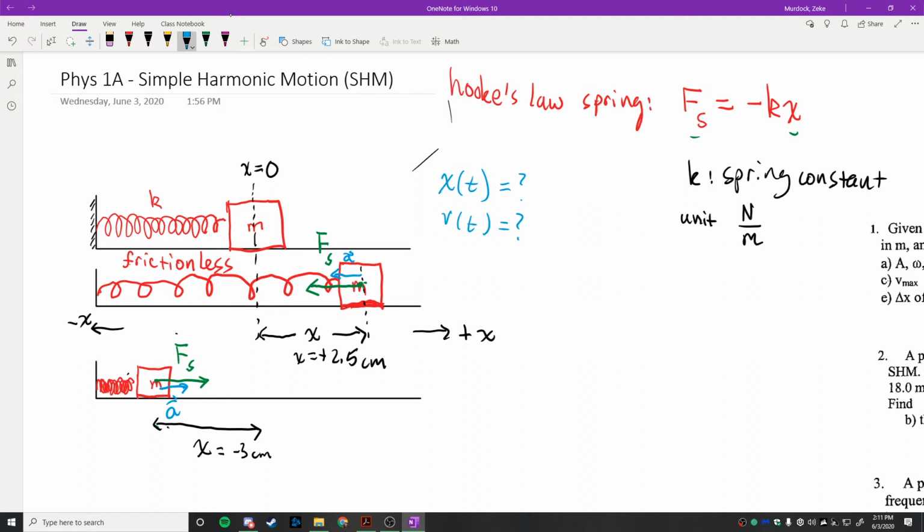We'd also like to know how frequently it does this, which would be finding the period or the frequency of the motion. These are the kinds of things we want to analyze for a system like this. We can fully describe all of these things very well, and it's pretty simple once we understand it. So let's get to it.